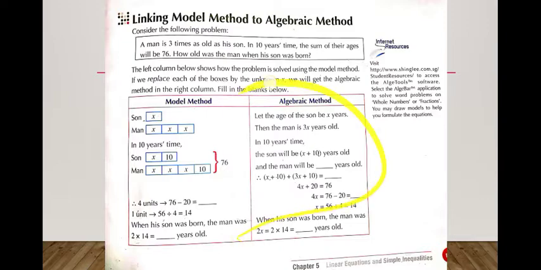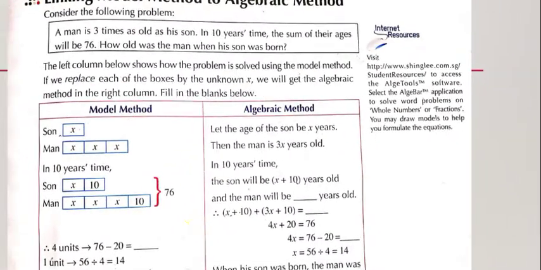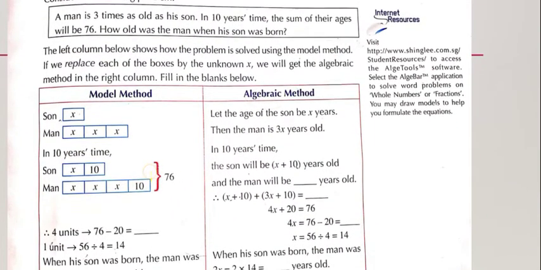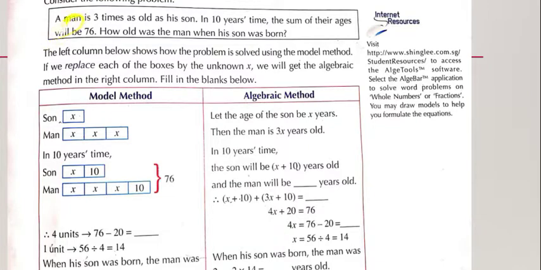Now in the algebraic method, you don't need to do this kind of modeling. Instead you will just need to form an equation. So, a man is 3 times as old as his son. That means if the son is x, the man is 3 times x, 3x. So we put x and 3x.